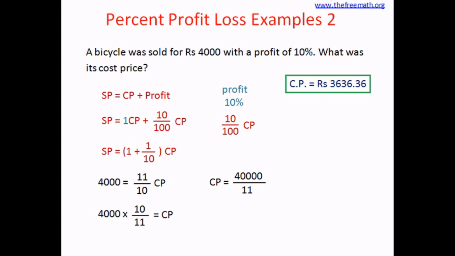Now this is the same division as before. 40,000 divided by 11 equals 3636.36. That means again we got the same answer. The cost price is 3,636 rupees and 36 paisa. Now I'm going to make a little change in this problem.